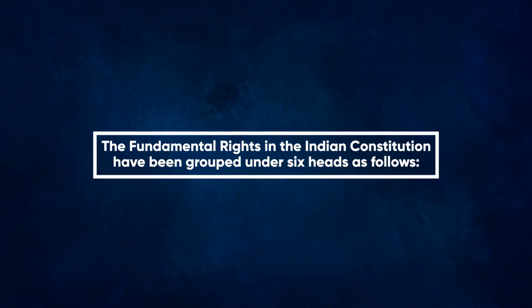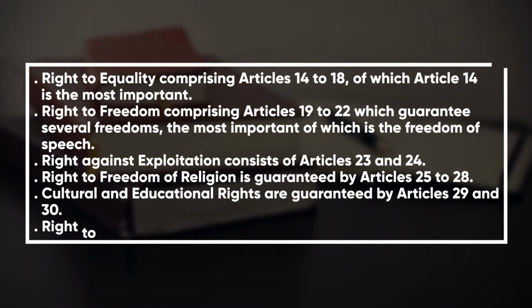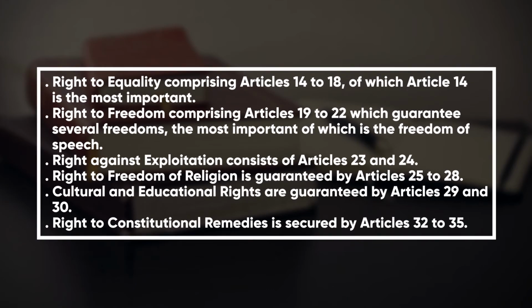The fundamental rights in the Indian Constitution have been grouped under 6 heads as follows. Right to equality comprising Articles 14 to 18, of which Article 14 is the most important. Right to freedom comprising Articles 19 to 22, which guarantee several freedoms, the most important of which is the freedom of speech. Right against exploitation consists of Articles 23 and 24.